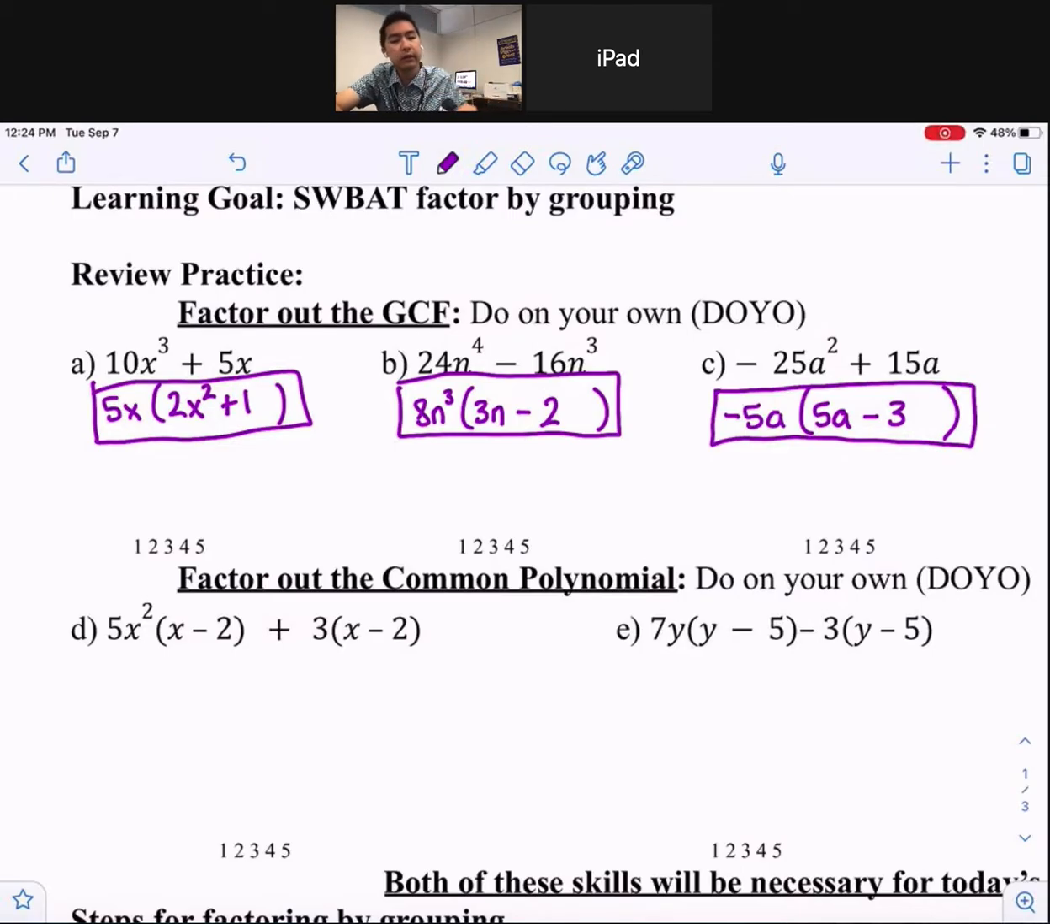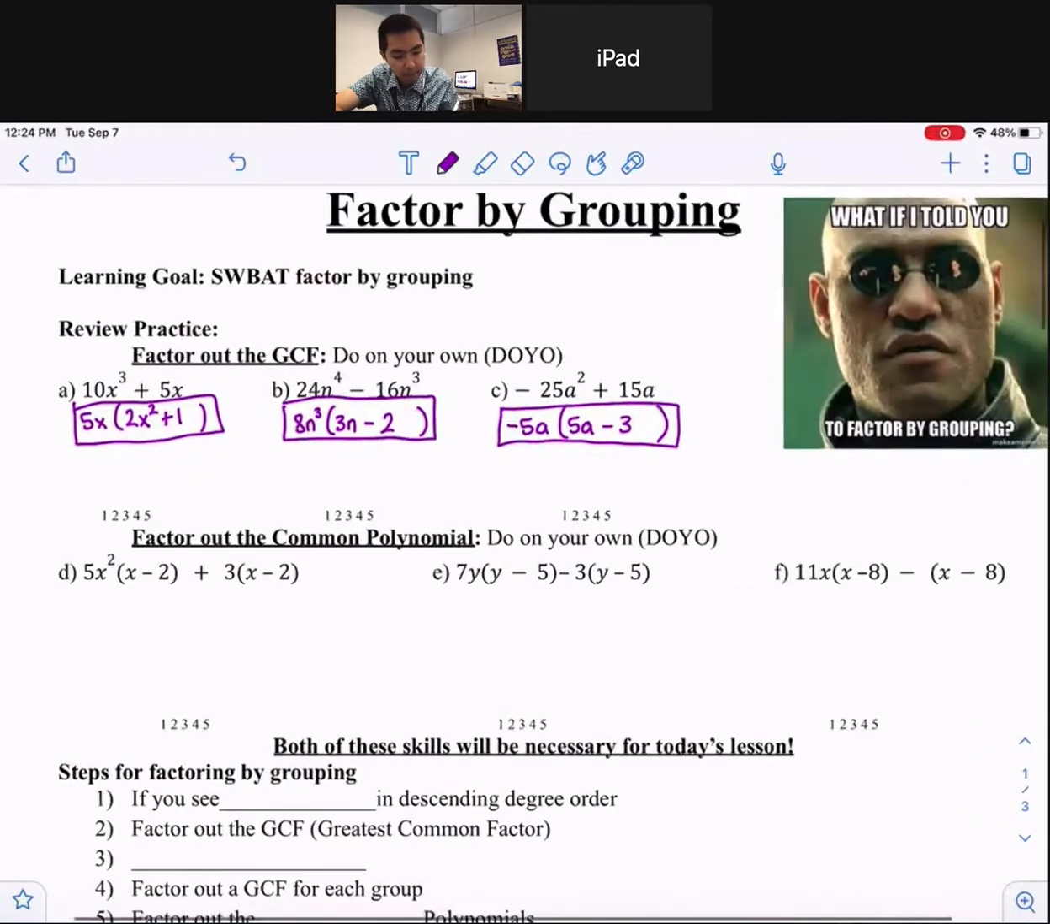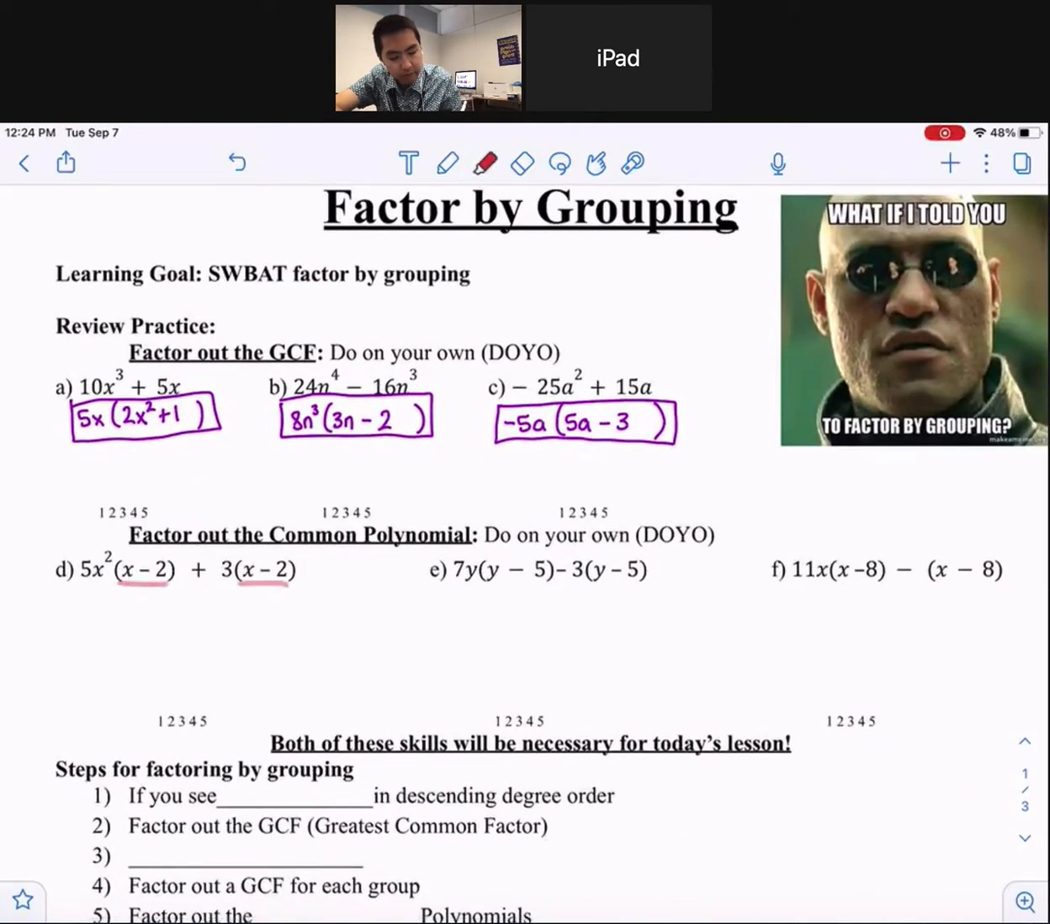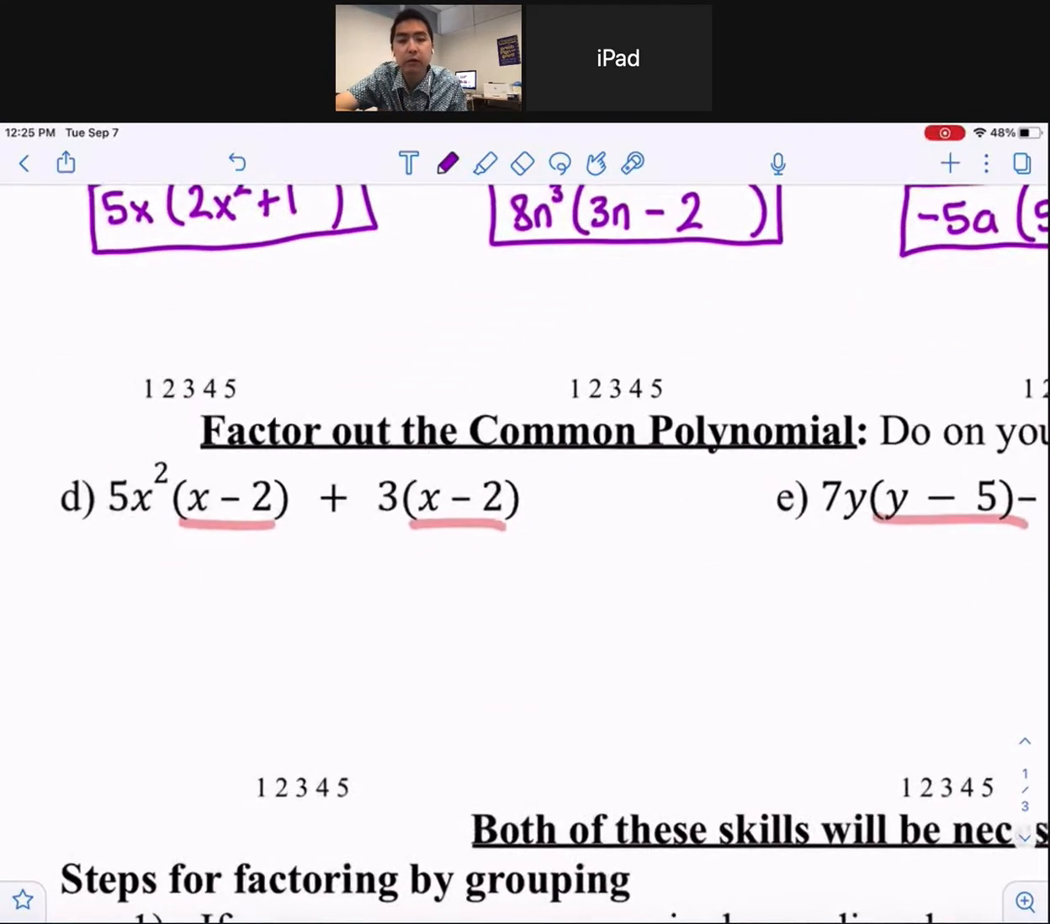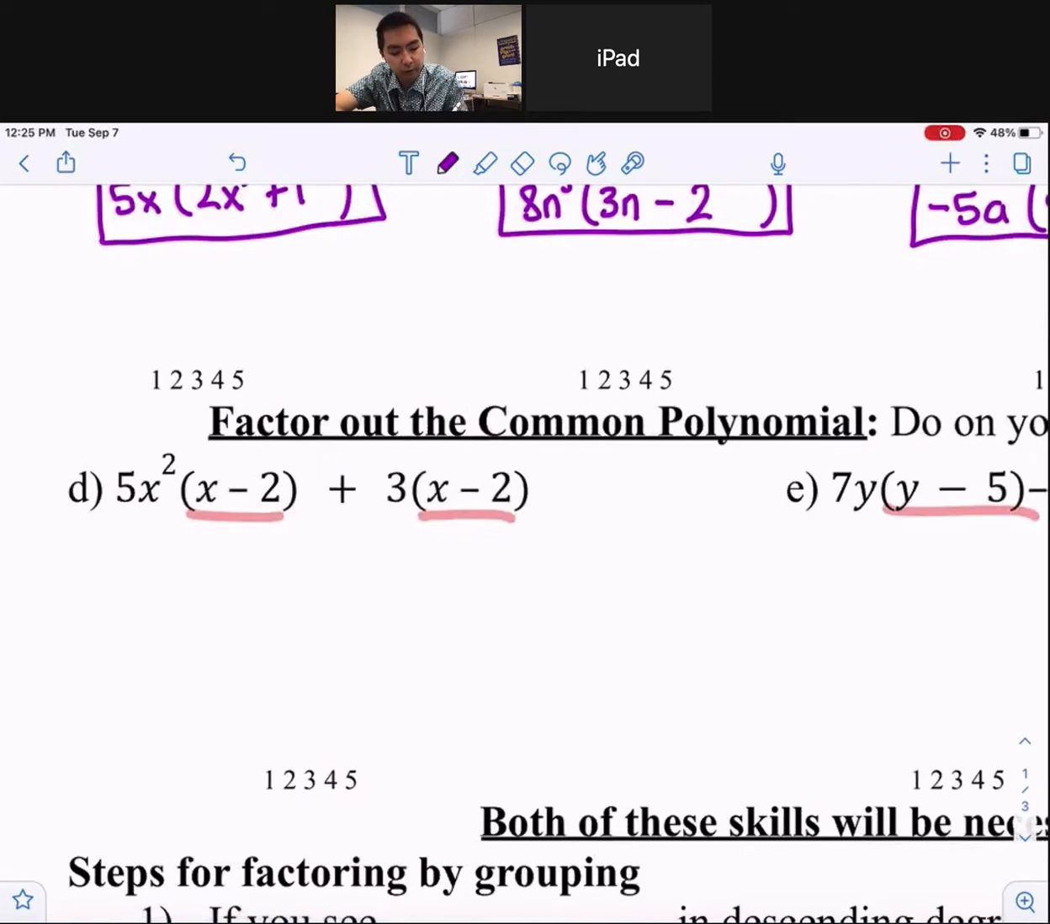Part D. For all of these, do you notice that these are the same, and these are the same? Since they both have the same common polynomial, we can factor out the same common polynomial for each. So for this one, they both have x minus 2. So factor out x minus 2. Then all that's left in the parentheses is 5x squared plus 3. Look, if this is gone and this is gone, 5x squared plus the 3. And those are the two factors.